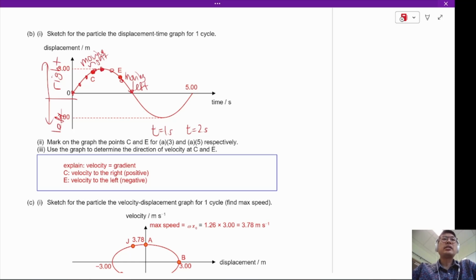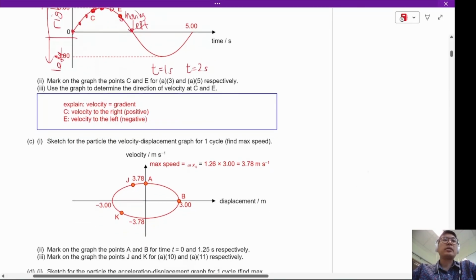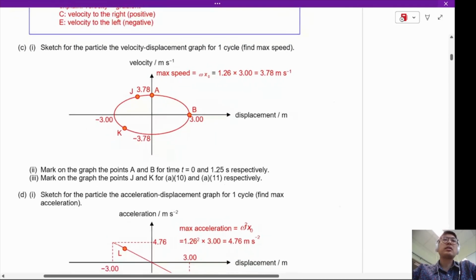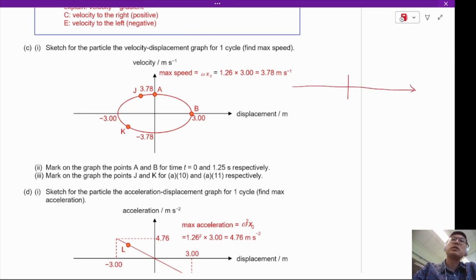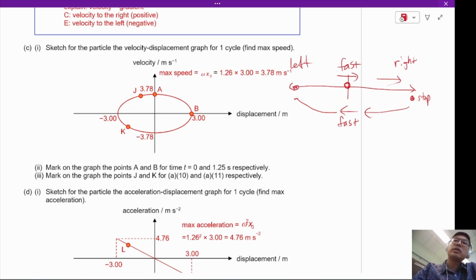All right, now let's take a look at part C, part 1. Sketch the velocity displacement graph for one cycle and find the maximum speed. We've already done this. Find the maximum speed. Okay, so here is the object, here is to the right, and here is to the left. So when the object is moving here, it's going to be very fast. And then when it reaches here, it's going to stop for a while, and then it's going to go back, and it's going to go very fast again. And then it's going to stop for a while over here, and then it's going to go fast again.